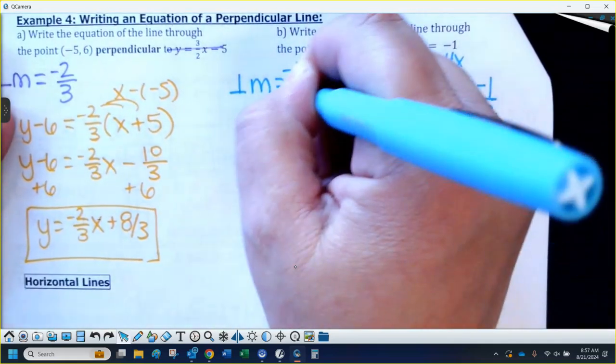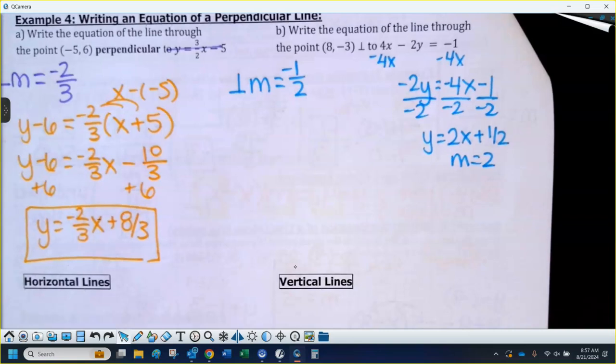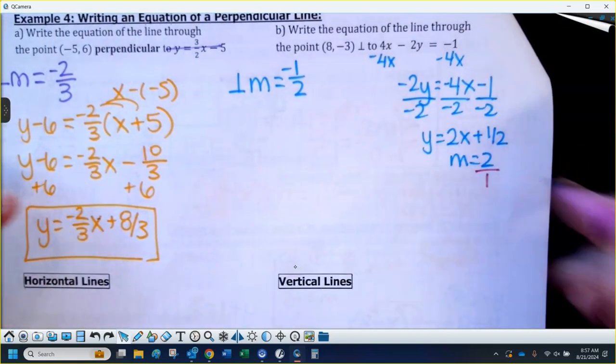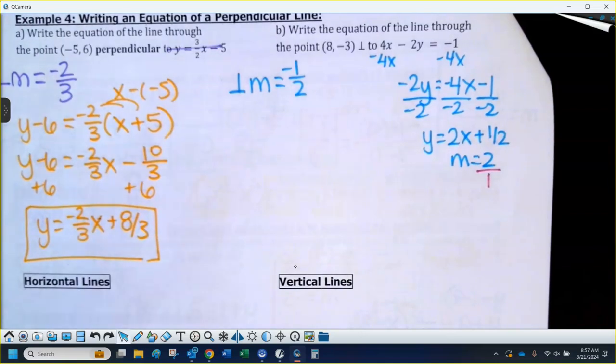Yes, -1/2. If your slope ends up being a plain number, like I got 2 here, an easy way to make it a reciprocal is to write any plain number over 1, and then that might give you a little bit easier time of flipping it over. So it's +2, so my slope has to be negative because they have to be opposites. And then if I flip that over, I would get a 1/2.